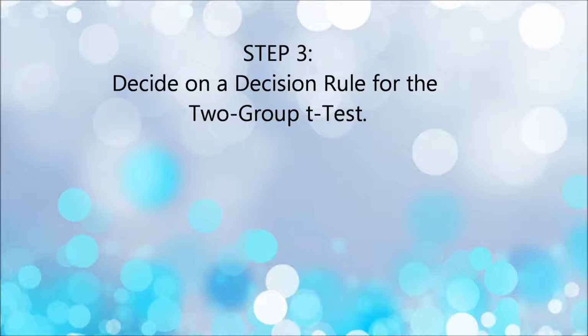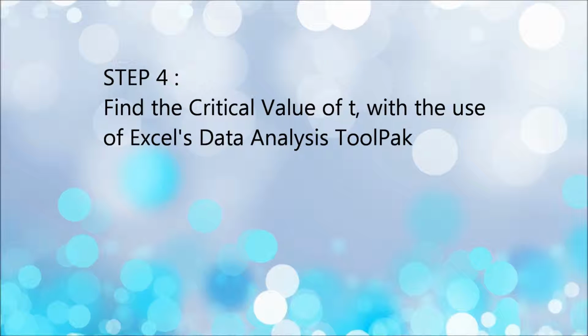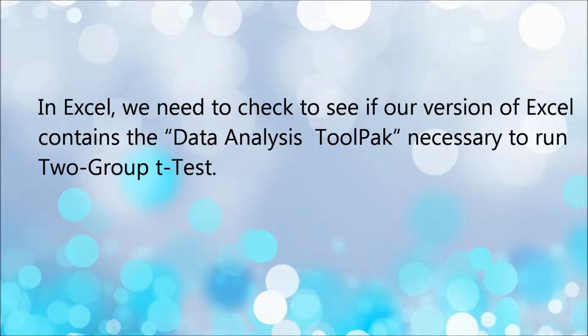Step 3. Decide on a decision rule for the two-group t-test. Therefore, our decision rule will be: if the absolute value of t is less than the critical value of t, accept the null hypothesis. Step 4. Find the critical value of t in the t-table, with the use of Excel's Data Analysis ToolPak. But in order to conduct this statistical procedure, we need to check to see if our version of Excel contains the Data Analysis ToolPak, which is necessary to run the two-group t-test.